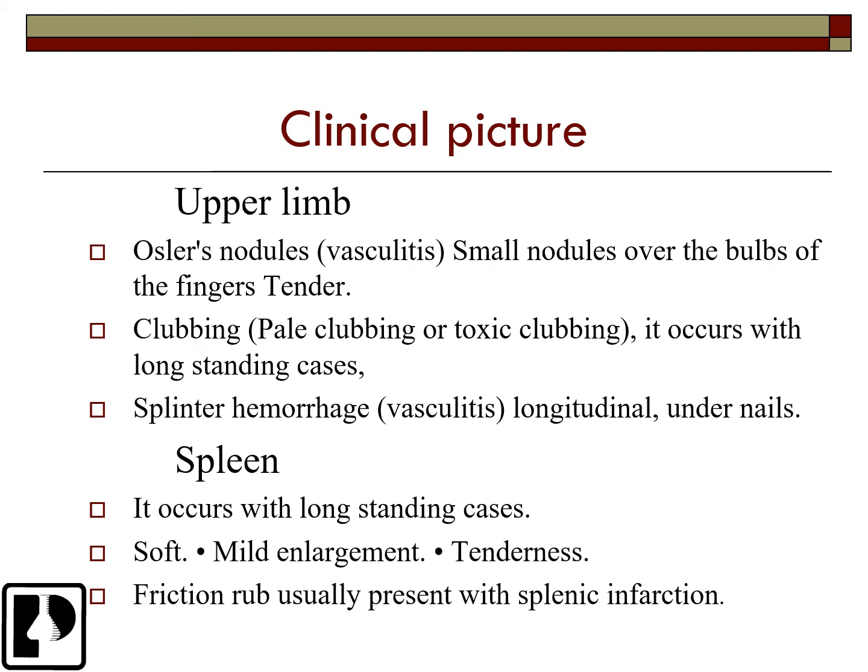Splinter hemorrhage, the longitudinal under-nail hemorrhage, is also due to vasculitis. Spleen: in long-standing cases there is splenomegaly, a soft, mild enlargement, sometimes tender. Friction rub is usually present with splenic infarction. When the spleen is enlarged, it means friction between the capsule of the spleen and the surrounding structures, making this.